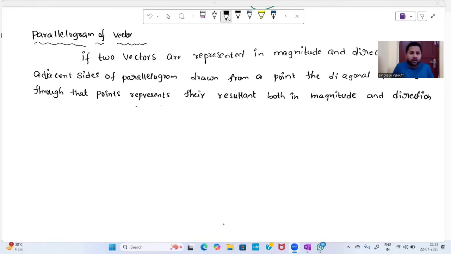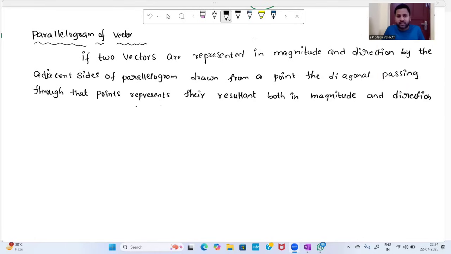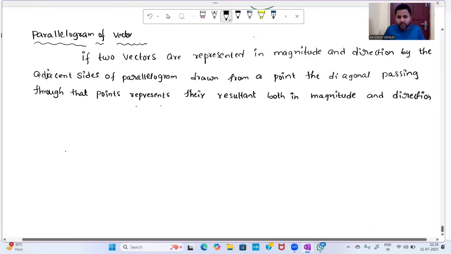Okay, so the definition we can see here: if two vectors are represented in magnitude and direction by the adjacent sides of a parallelogram drawn from a point, the diagonal passing through the point represents their resultant both in magnitude and direction. Okay. See, we can take two non-zero vectors.